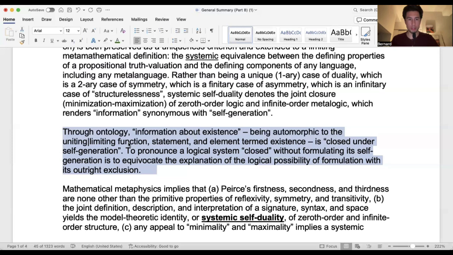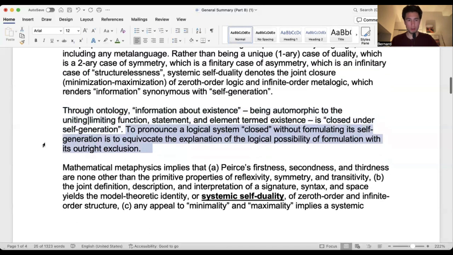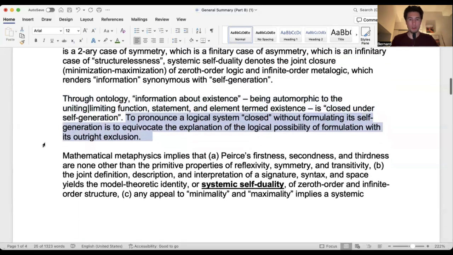Now, this next statement is difficult to read. I purposely phrased it rather clunkily so that you can really try to decipher it. But before I read it, basically what it means is that if you're going to declare a system closed without actually formulating its self-generation, in other words, without being closed under self-generation, then you haven't even defined how the system opens. You haven't even defined how the system generates itself.